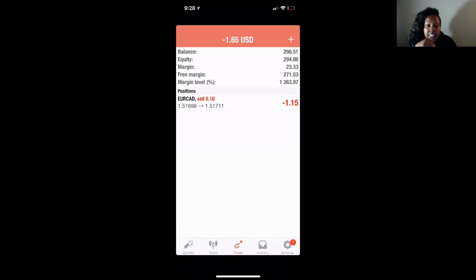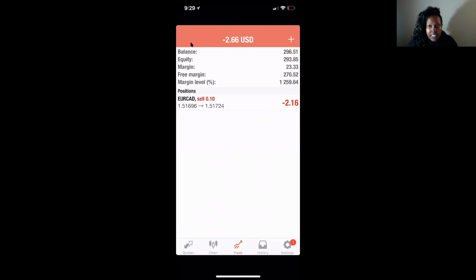Someone said, do you wait and do market execution, or do you put in a sell stop? I wait and do a market execution. I used to do pendings, but I don't anymore. I try to get the perfect entry, which is my ultimate goal.